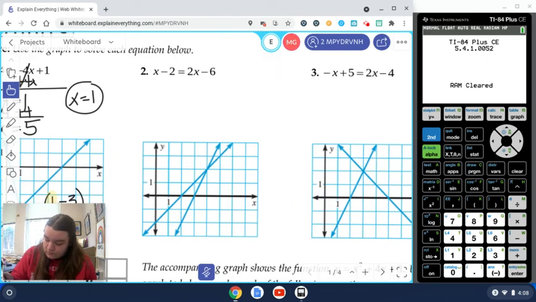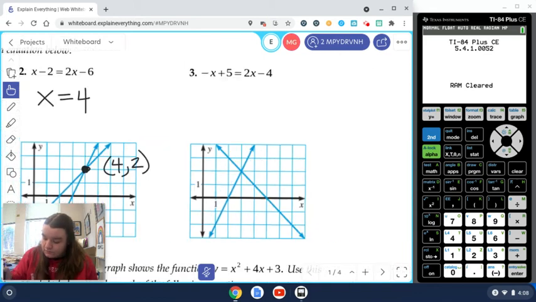Question 2. Here's our intersection point, which is 1, 2, 3, 4, 2. So that means for both of the equations, x minus 2 and 2x minus 6, if I plug in the x value 4, I get the y value 2. So my solution is x equals 4. And a way to remember that you need the x coordinate is that our equations had x's in them, so our solution should also have x equals.